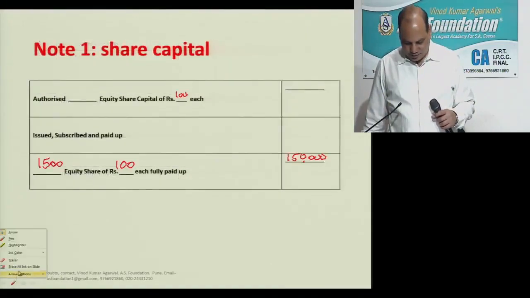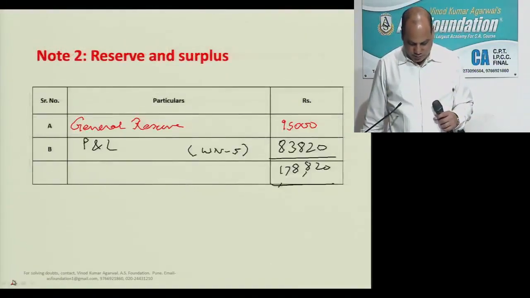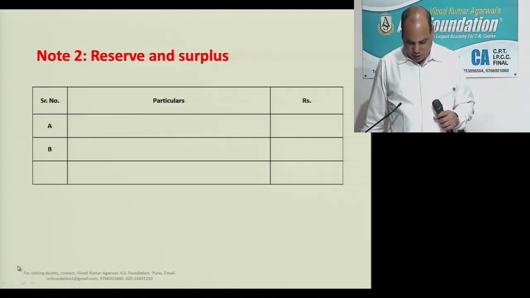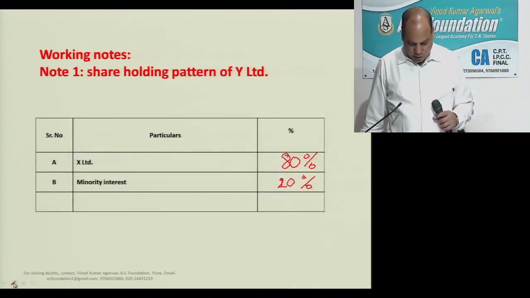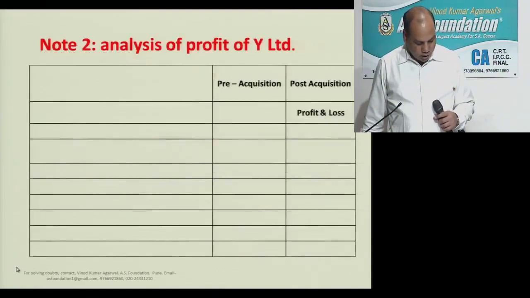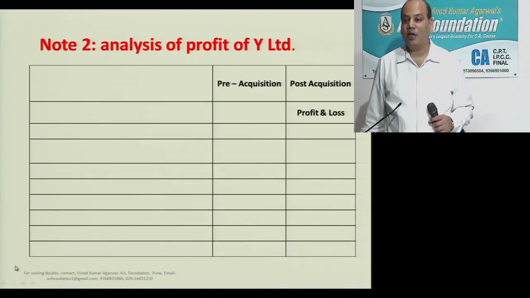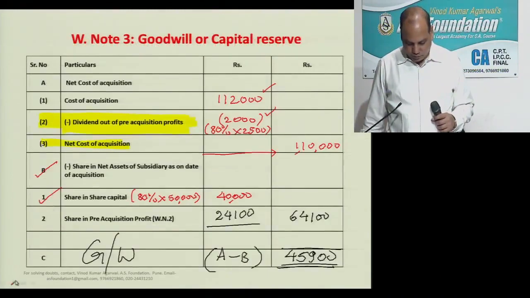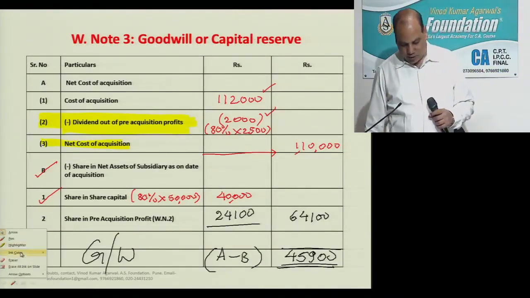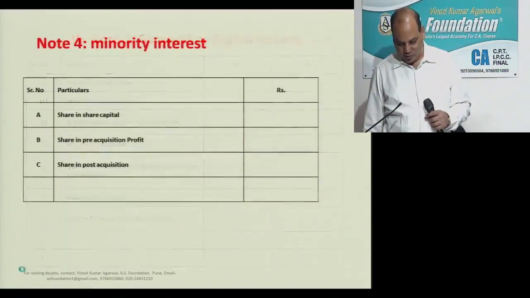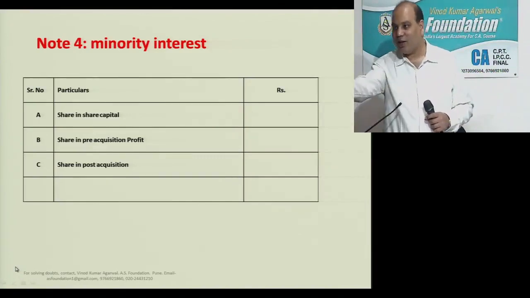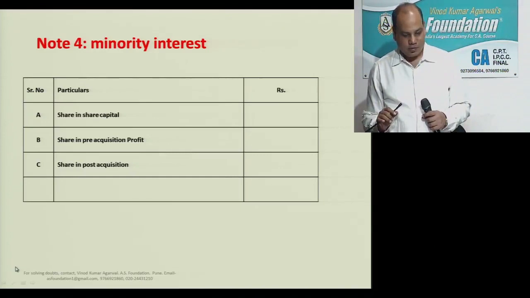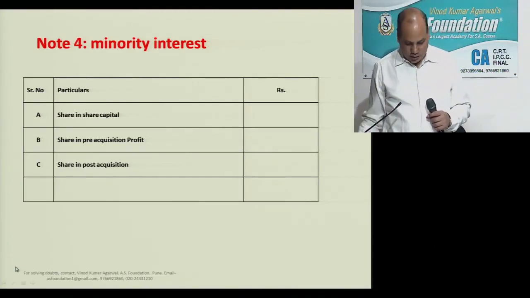5. Now come to question number 5. On 1st April 2011, A Limited paid rupees 1,10,000 for 90% of the issued capital of B. So this time it is 90, not 80. And the cost of acquisition is 1,10,000 originally.